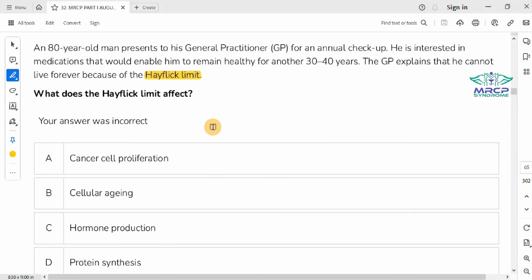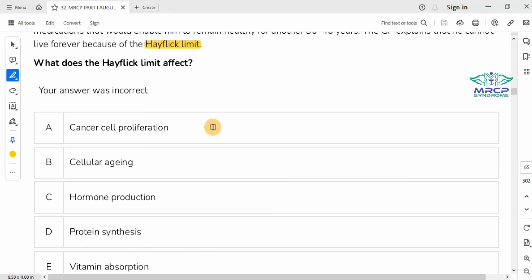Okay, next one. An 80-year-old man presents to his GP for an annual checkup. He's interested in medications that will enable him to remain healthy for another 30 to 40 years. The GP explains that he cannot live forever because of the Hayflick limit. What does the Hayflick limit affect? A. Cancer cell proliferation, cellular aging, hormone production, protein synthesis, or vitamin absorption.